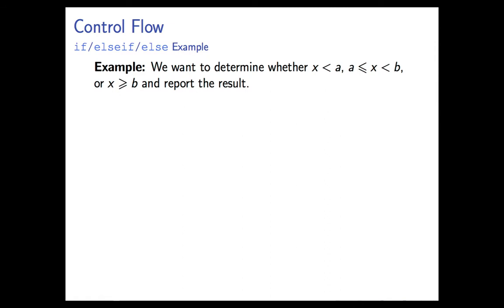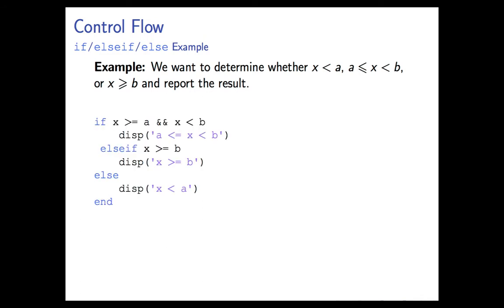So we'll try this. We want to determine whether x is less than a, x is greater than or equal to a and less than b, or x is greater than or equal to b, and we'll report the result. If x is greater than or equal to a, and with double ampersand, x is less than b, then we'll display that. You have the else if, that x is greater than or equal to b, and we'll display that.